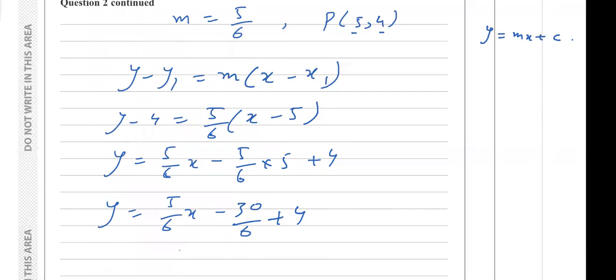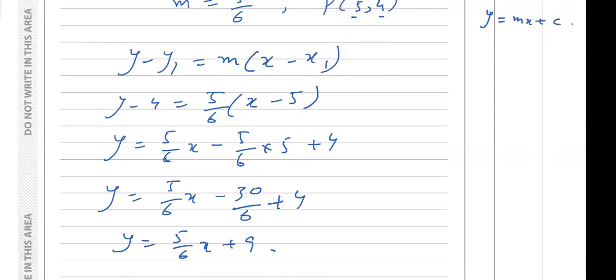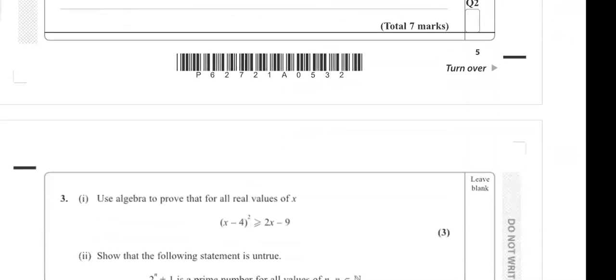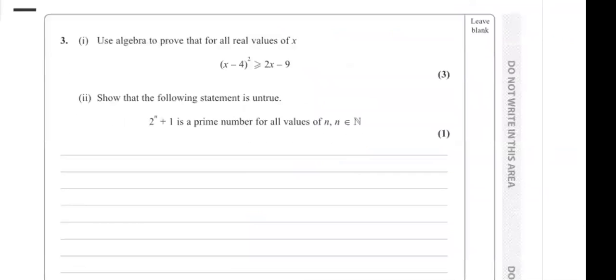Let's solve this one: minus 30 over 6 plus 4 is 9. So I can say y is equal to 5 over 6x plus 9. That is the final answer of part B. We found the equation of the line. Easy, so many times in past papers we have seen that one.